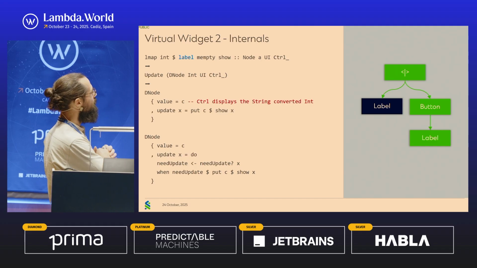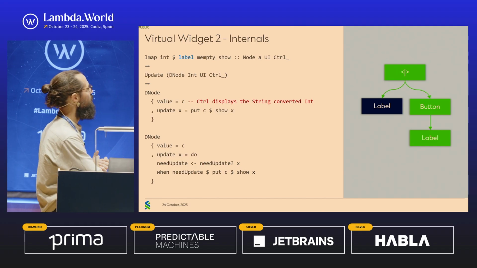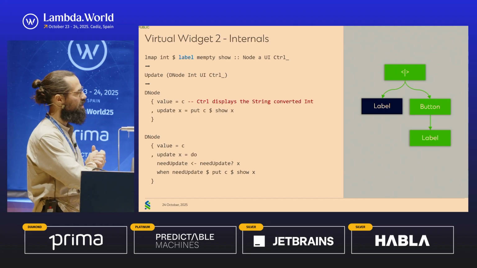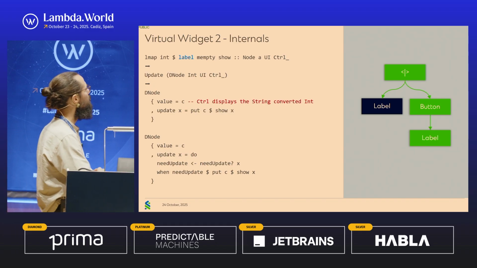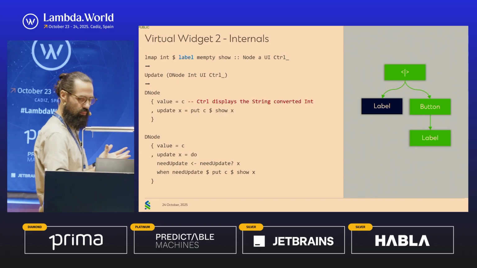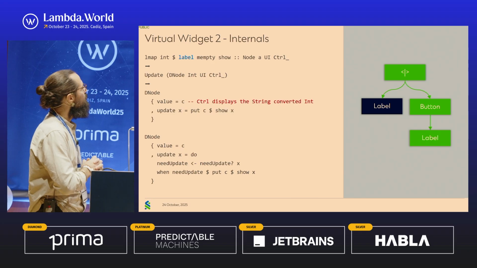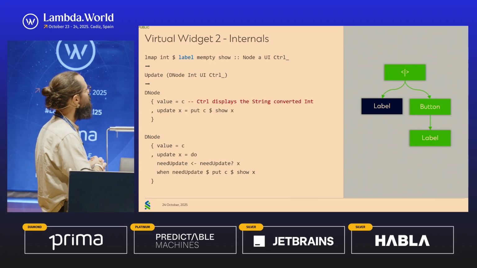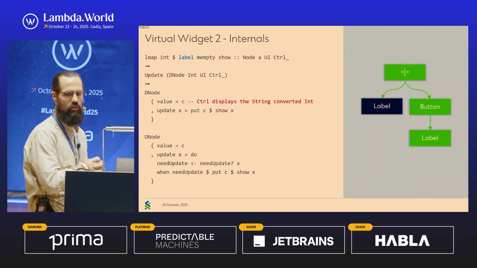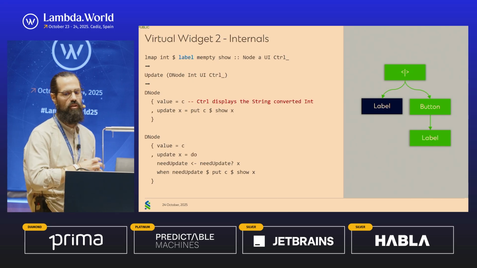Well, let's start with the left-hand side, and that is a label. And that label displays the integer. So that is model dependent. So you will need that to be a dynamic node. Okay? How does this look like? Well, we start with a simple value, right? So value will be a control, and the control will be something that displays the actual integer.